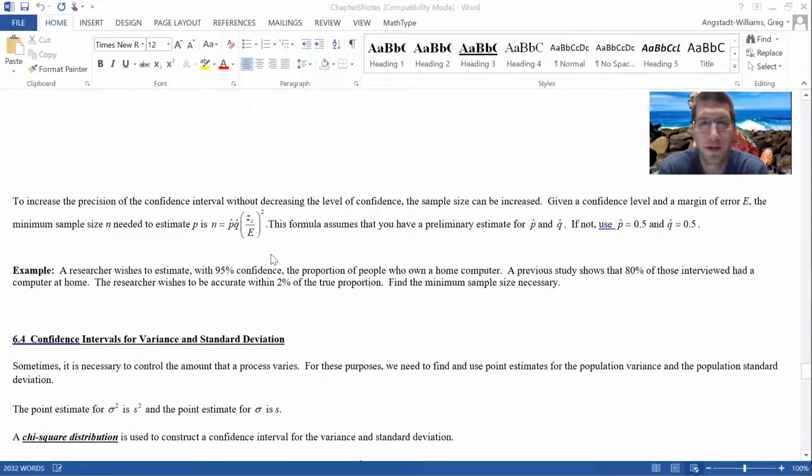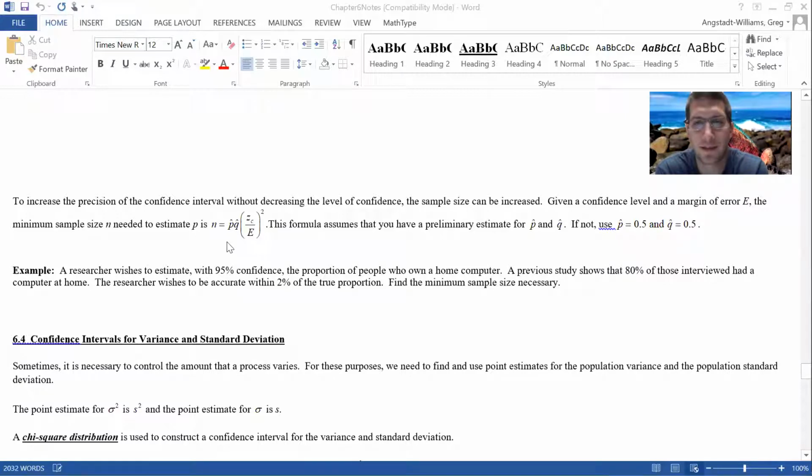It says if we want to find the minimum sample size, we have this formula: n equals p hat q hat times the z-score from the confidence divided by the margin of error, squared. And we're going to make sure we round it to a whole number once again, because this is a sample size. Sample sizes use whole numbers because it's usually the number of people or things, right?